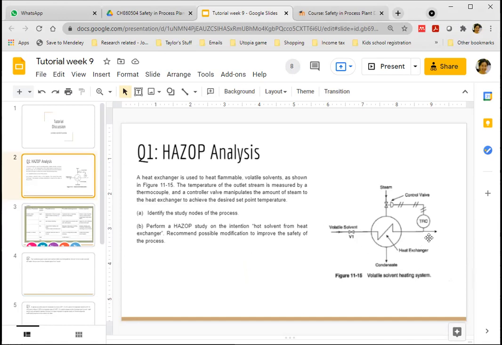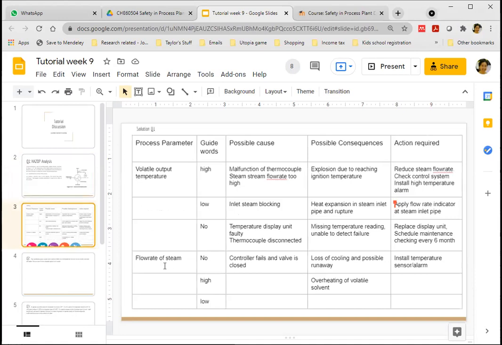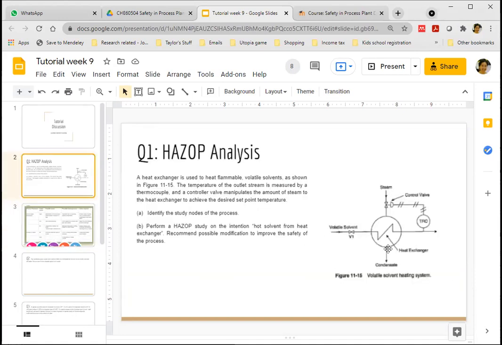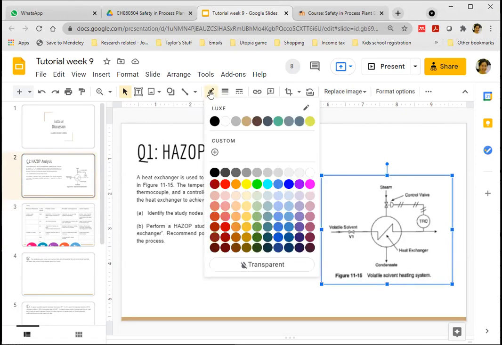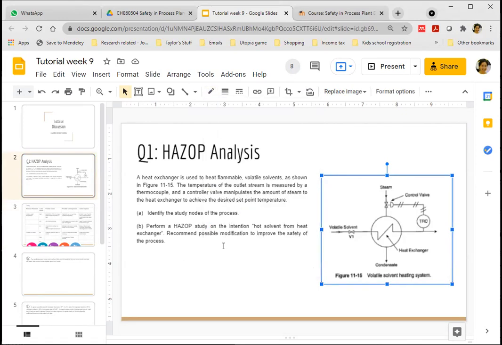Some of you were talking about measuring the temperature of the volatile solvent at the output and looking at what went wrong, and a lot of the causes are linked back to the same system, which is correct. The other one was talking about the flow rate of the steam, which is this line, the steam to condensate line here. Okay, let's see if I can draw something. Never mind. So perform a hazard study on the outlet of the hot solvent from the heat exchanger, and recommend possible modifications to improve the safety of the process.